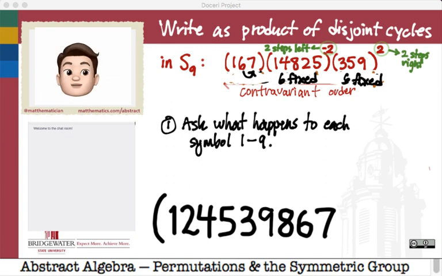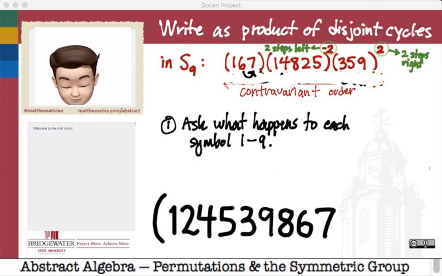Now, we'll glance at this cycle that I just wrote down and notice that we've written down every one of the symbols inside of S9. All 9 positions are represented here. But just to check our work, let's go through the last step of figuring out where 7 goes, just so that we know for sure that we've closed our cycle.